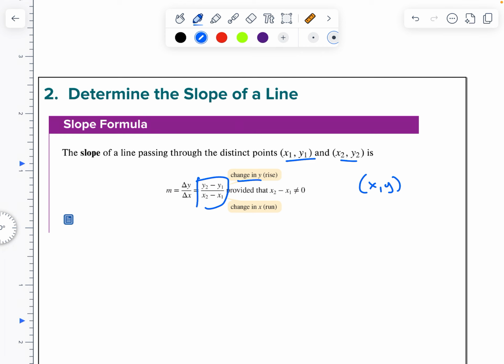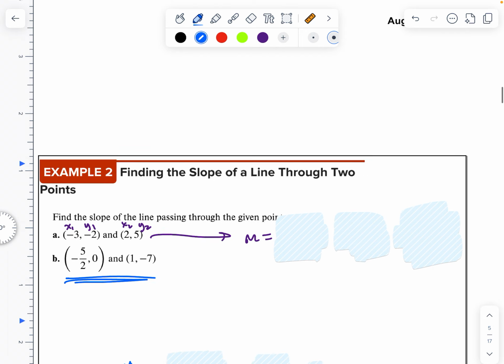People call it change in y over change in x, but more commonly people call it rise over run. So when we get ready to graph, it's really easy to talk about rise over run to say, how are we going to get this next point? Well, we're going to use the slope and do rise over run. Let's see an example of this.